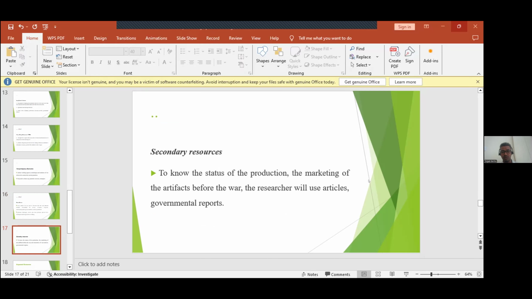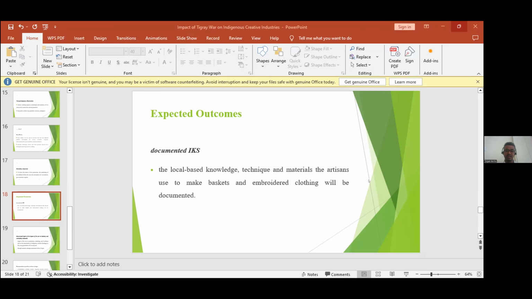Secondary resources will also be taken from articles and governmental reports, if there are any. The expected outcome will be a documented indigenous knowledge system, because every environment has its own local knowledge, technique, material, and skill. So the particular indigenous knowledge system of the community of those places will be documented.